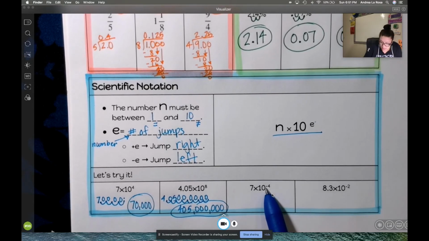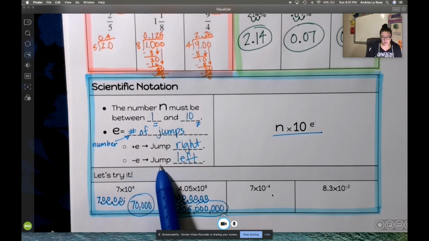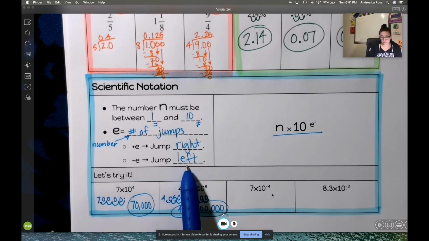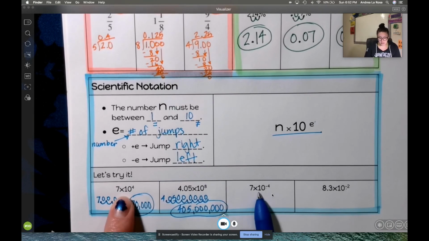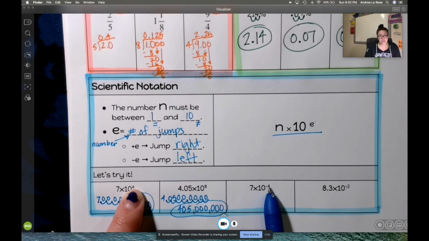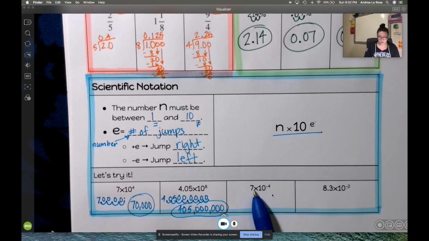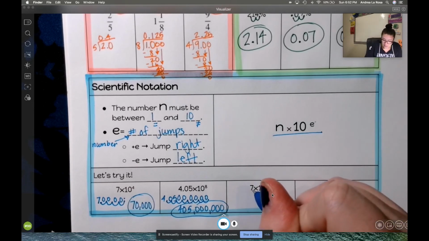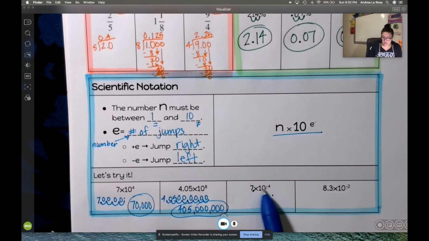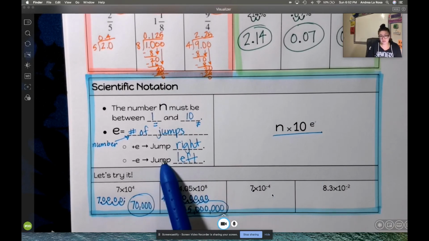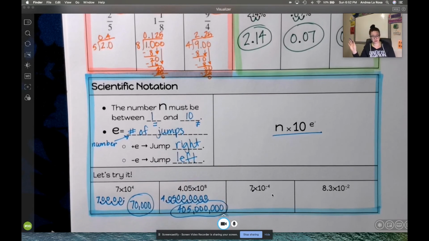I see negative signs in front of my exponents, so that means I need to jump my decimal point to the left now. So this number looks very similar to the first one. It's just the exponents are different. So I need to move my decimal point the other way. So here, again, I put my decimal point at the end. Because it's negative, my decimal jumps to the left. It's like a number line. If you have negative numbers, those are on the left side of the number line. If you have positive numbers, that's on the right side of the number line. So maybe that'll help you remember, which way do I jump?